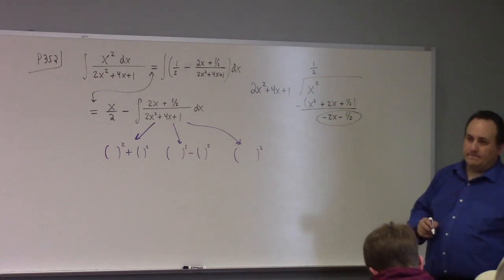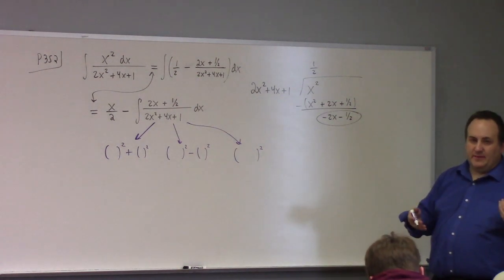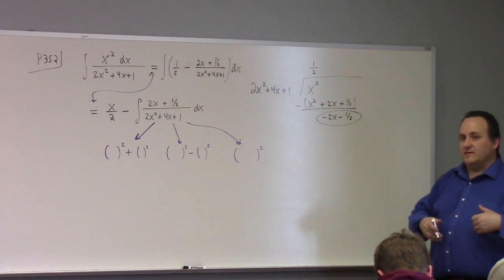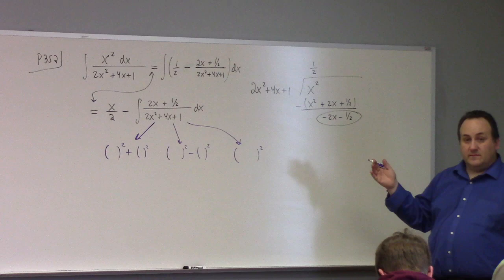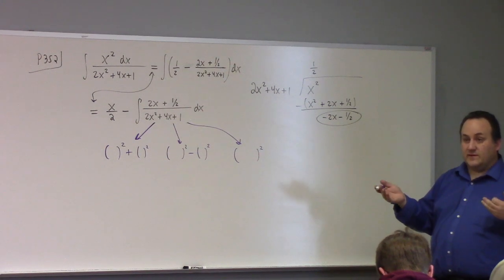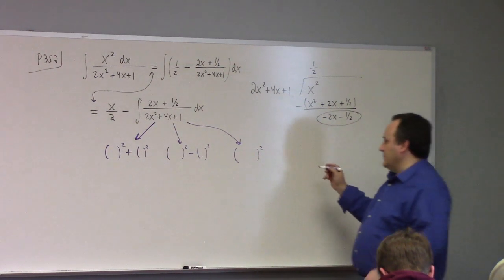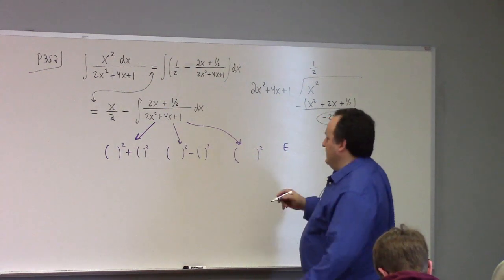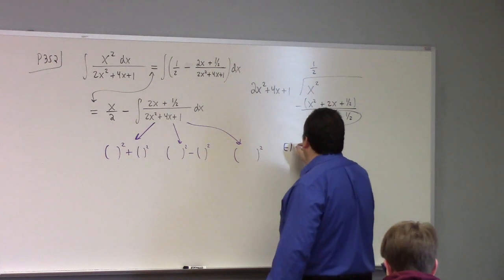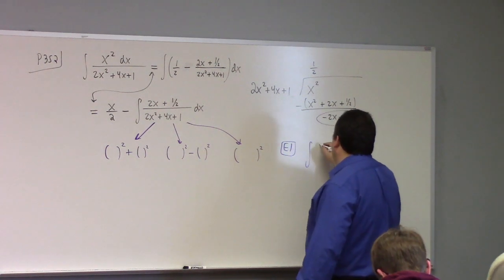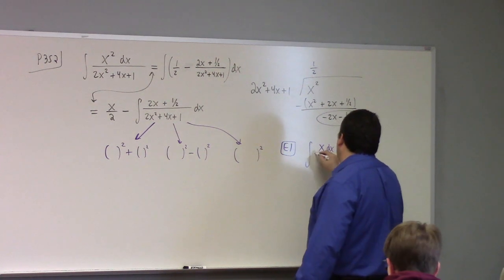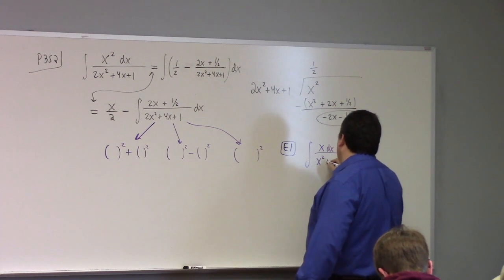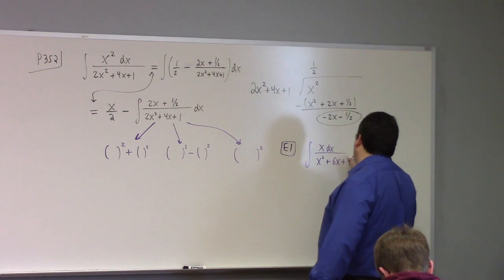All right? Those are the 3 possible things that can happen in completing the square. Either you get the square plus a number, square minus a number, or just the whole thing is a square. That's like problem 355. The whole thing is a square. So, for example, if I have the integral of x dx over x squared plus 6x plus 9, right?